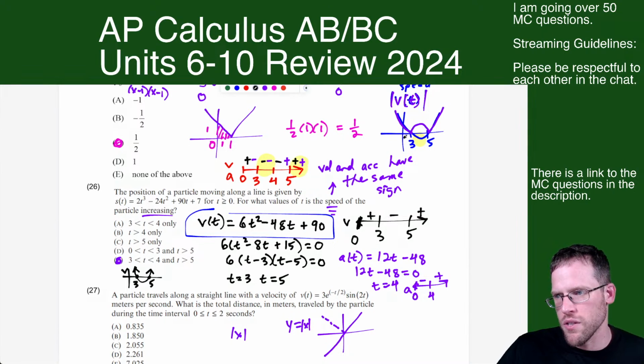And now you just eyeball it. You could say, all right, well, let's say 4 is over here. The graph is increasing from 3 to 4 and from 5 to infinity. So then you don't even have to do all this sign chart stuff. That way is the coolest.